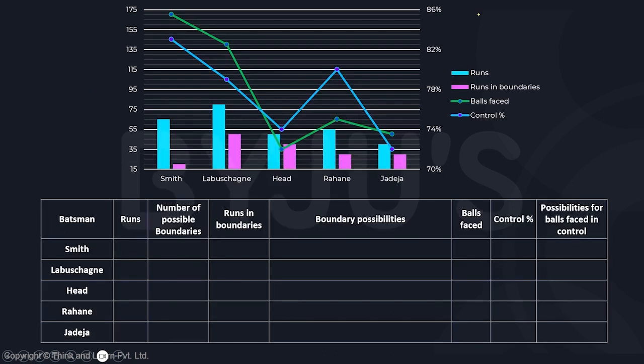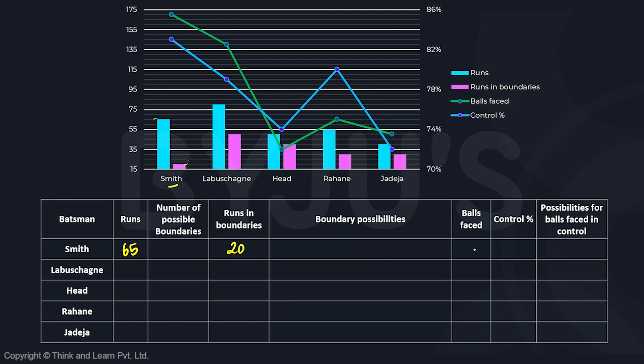So if you look into all of the data from here, let's very patiently write down every batsman. So let's look at Smith. The number of runs for Smith is 55, 60, 65. So it goes here at 65 runs. The number of runs in boundaries is 15, 20, 25, 30, 35. So the number of runs in boundaries is going to be 20.